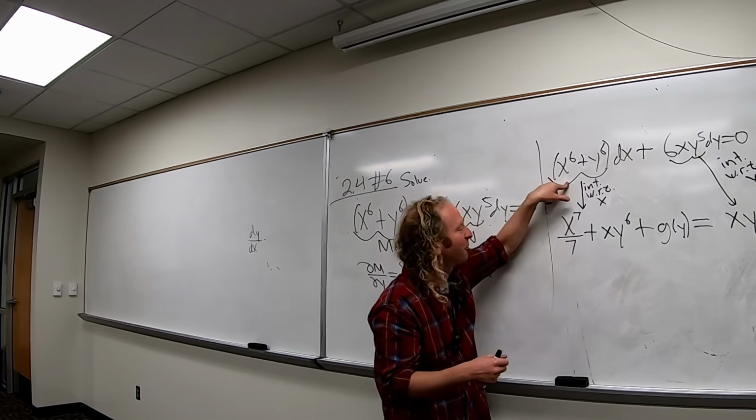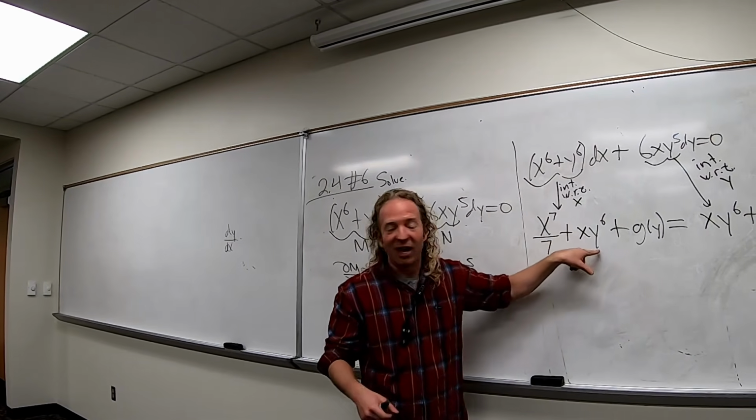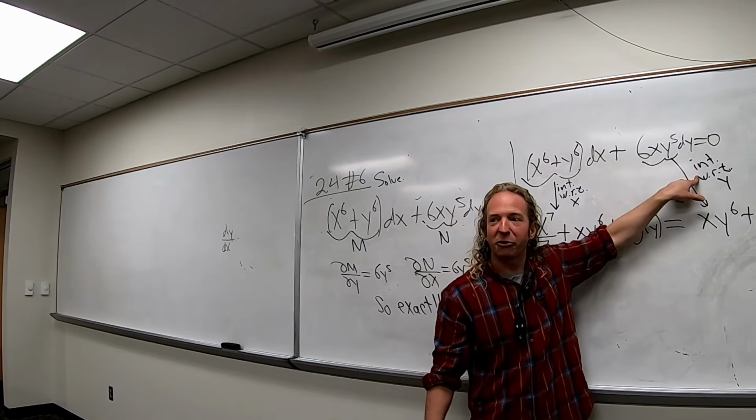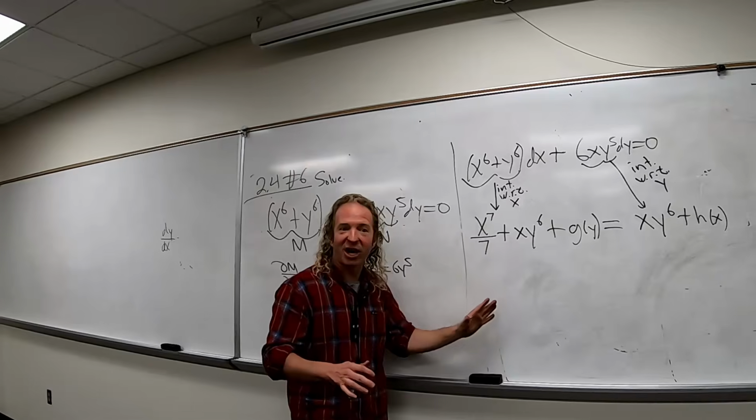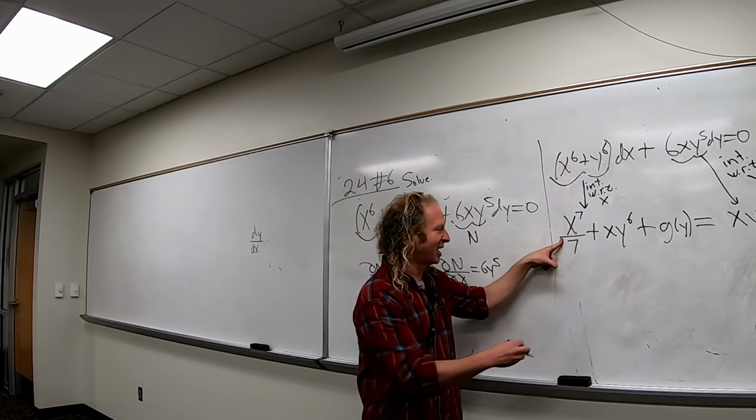So integrate with respect to x. Get this. Add an unknown function of y. Integrate with respect to y. Add an unknown function of x. All right, here's the key part. Now you write the answer down, left to right, because you see it.